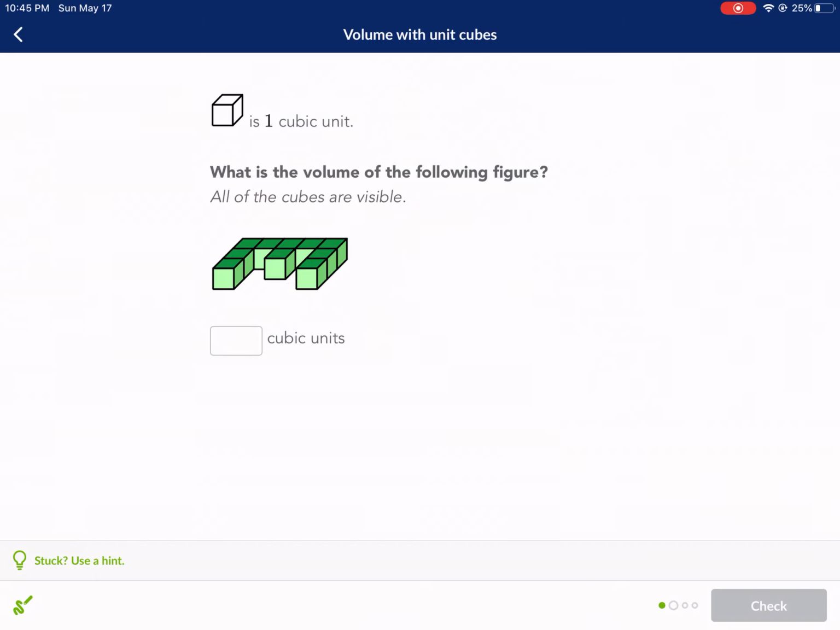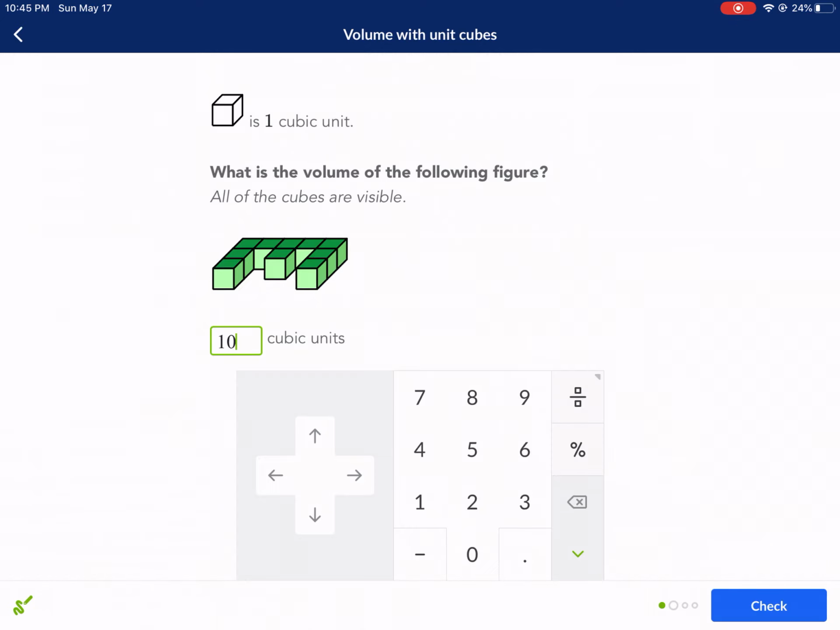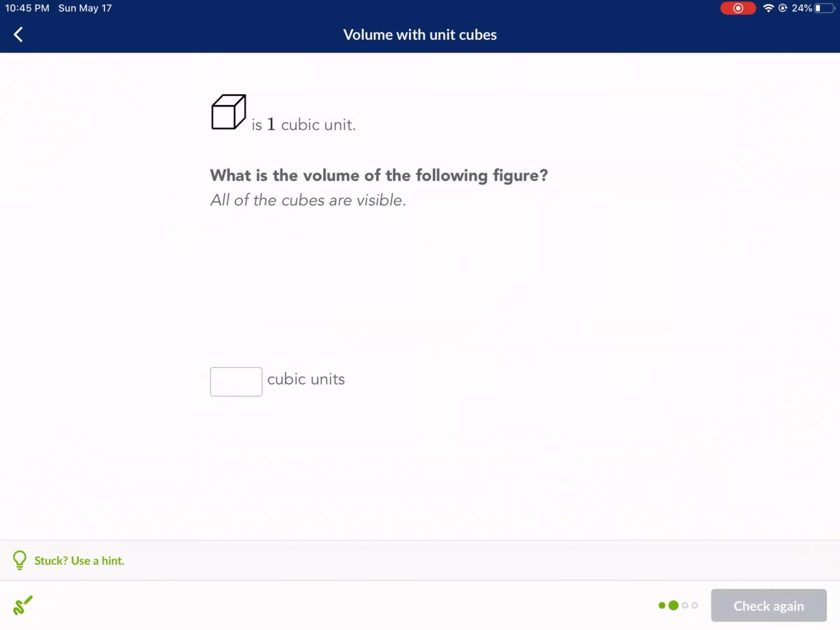Okay, we have a letter E. What is the volume of the following figure? And we just need to count here. 1, 2, 3, 4, 5, 6, 7, 8, 9, 10. 10 cubic units again, but now it's in a different shape.